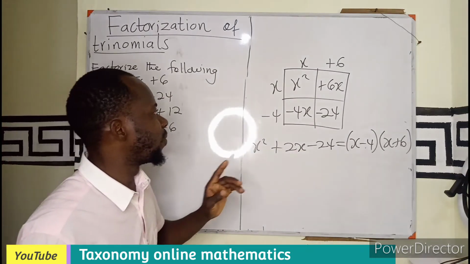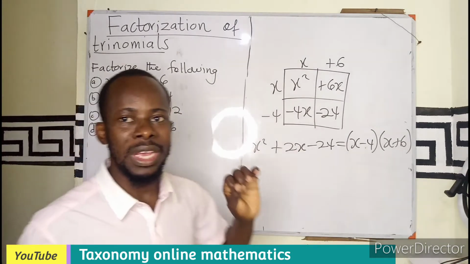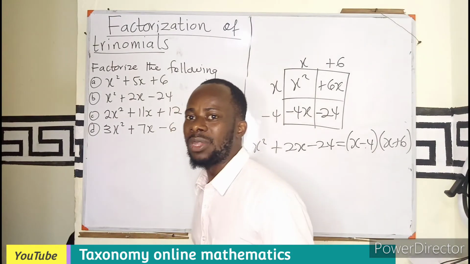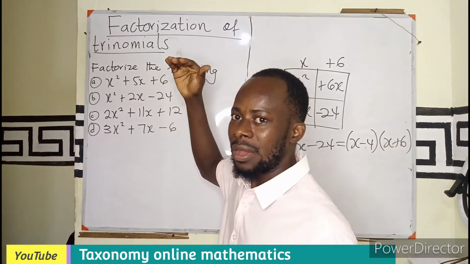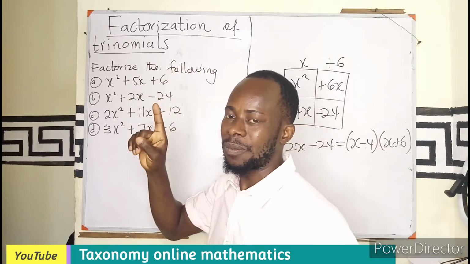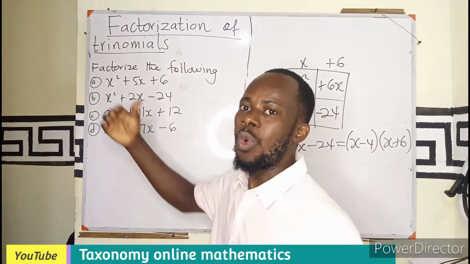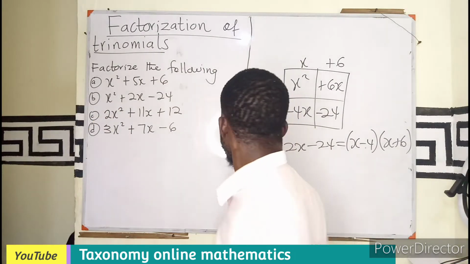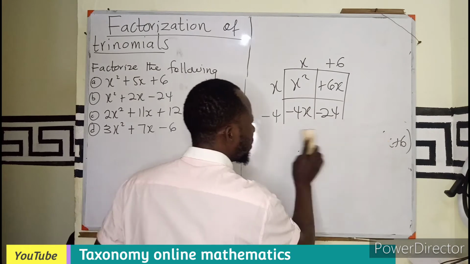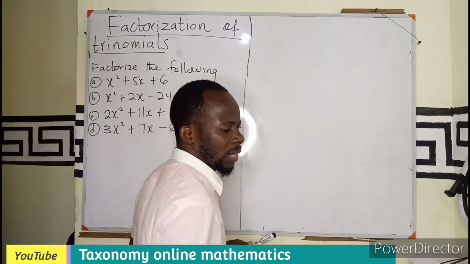Alright, now you can see the first two is having our coefficient of x to be 1. That means the a term from the actual formula is what? 1. What if it is more than 1? It means we'll be having something like this. Alright, let's take a look at how that will be.